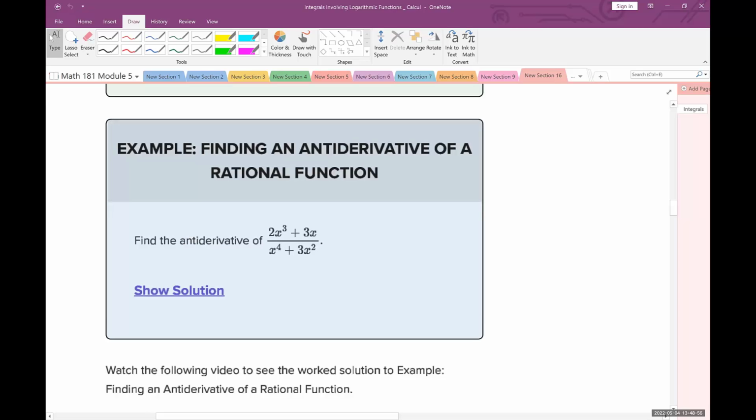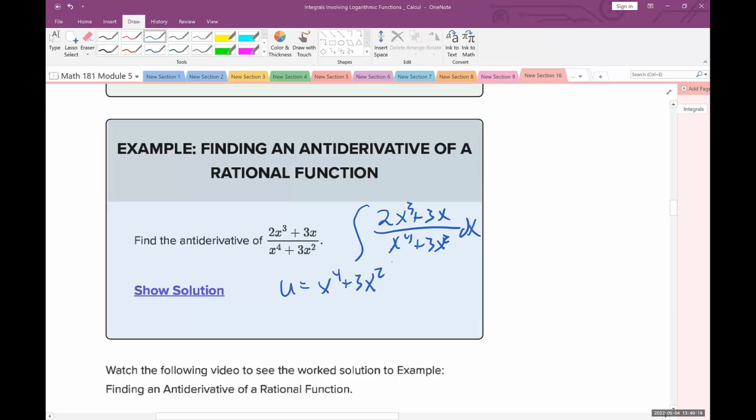So this was an interesting test. If I were to look at the integral of (2x cubed plus 3x) over (x to the fourth plus 3x squared) dx, and I say, try u substitution. This one I definitely did try u substitution. I said, well, what if u equals x to the fourth plus 3x squared?